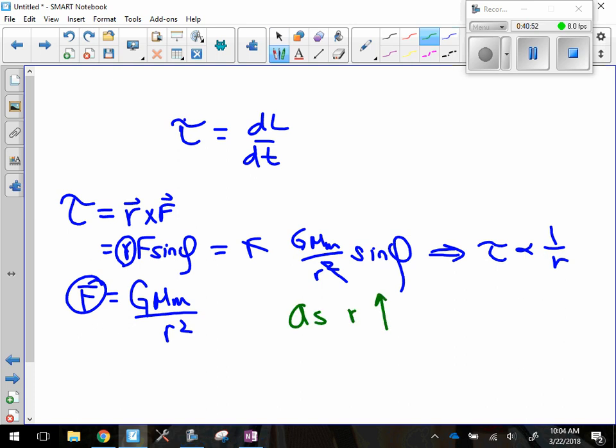So as r increases, as we move far away from the planet, what's going to happen to tau? It's going to decrease, which means what happens to the change in momentum? Well, not necessarily. If tau is decreasing, what has to happen to dL/dt? That has to decrease too.